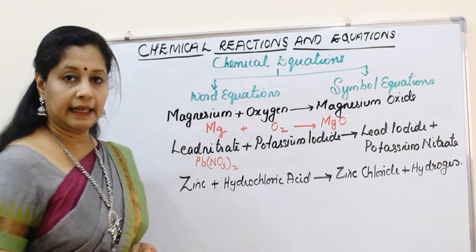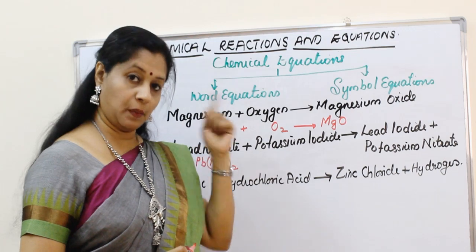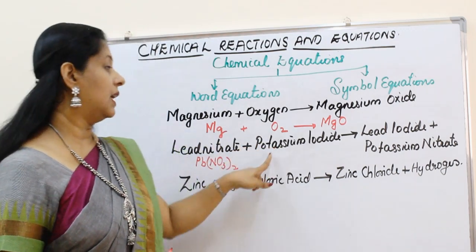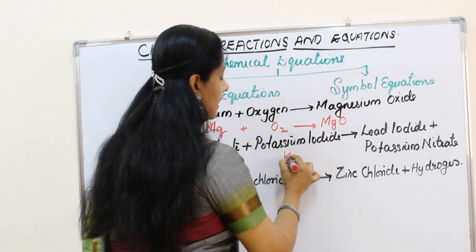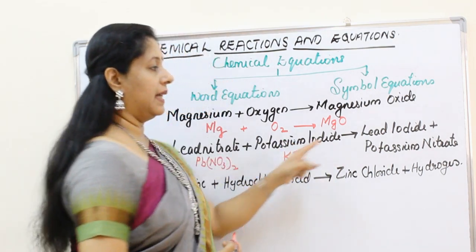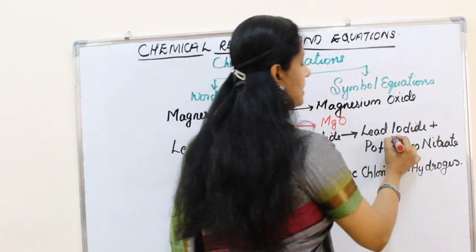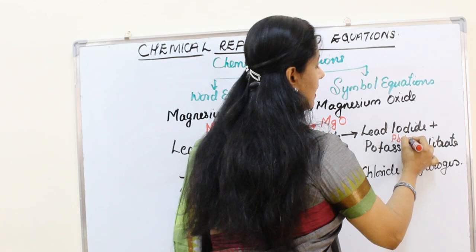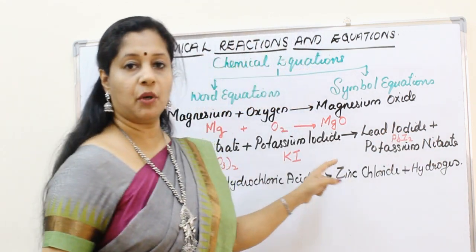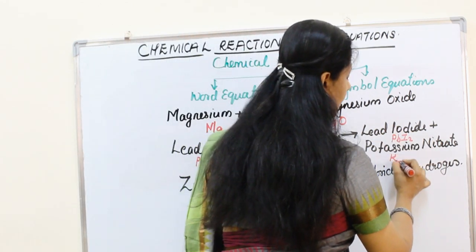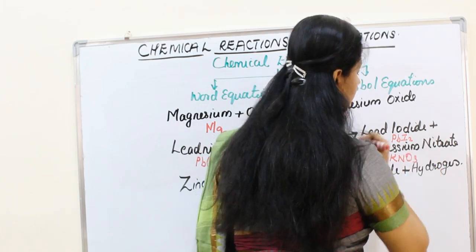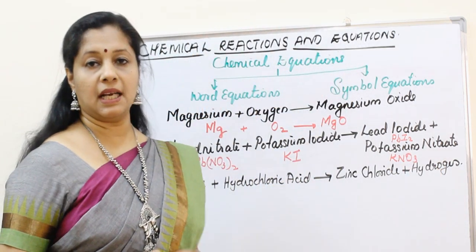That is lead nitrate. All these equations, how to write them, we discussed in the previous video. Then potassium iodide is KI. So what do I get? Lead iodide, that is PbI2, and potassium nitrate, KNO3. So this is the chemical equation.